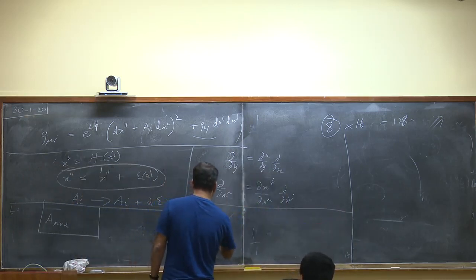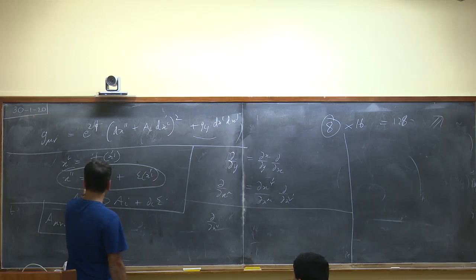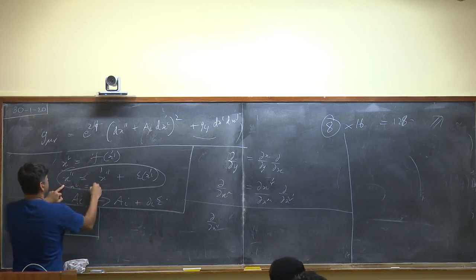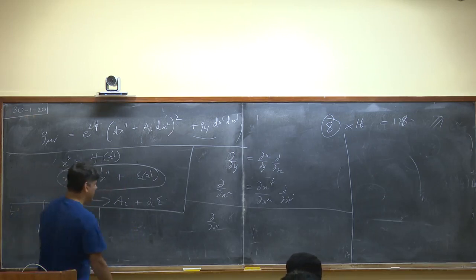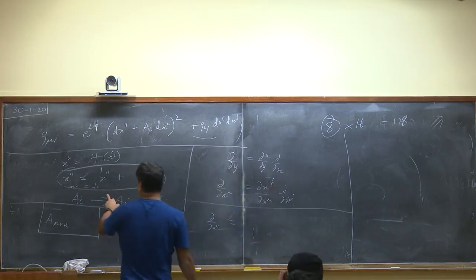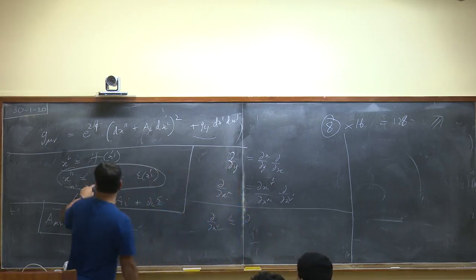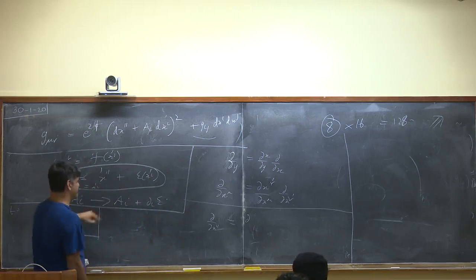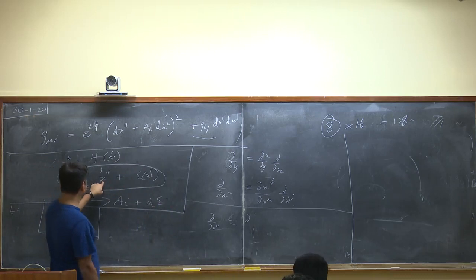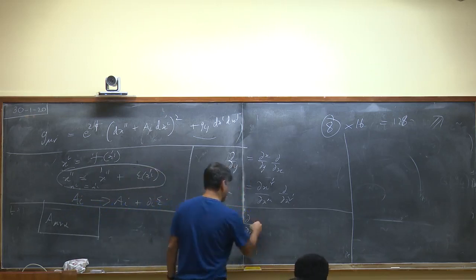First, del by del x 11. Of course, under this, xi is equal to xi prime. The only thing that depends on x11 is x11 prime, and it depends on it linearly. So del by del x11 is del by del x11 prime.